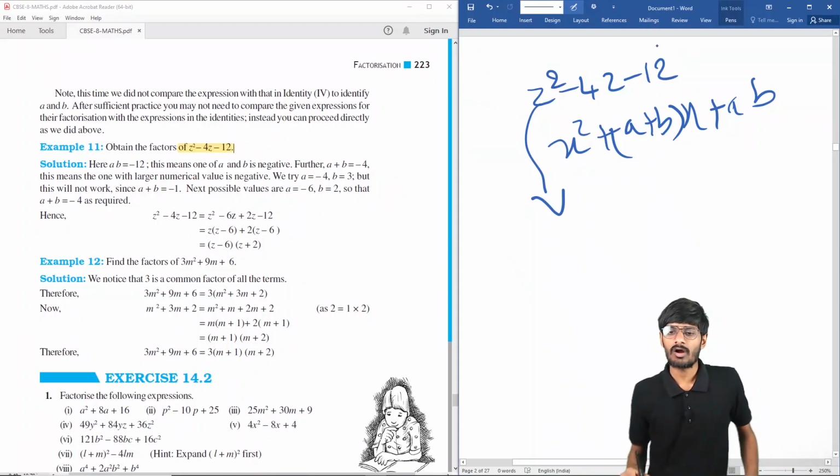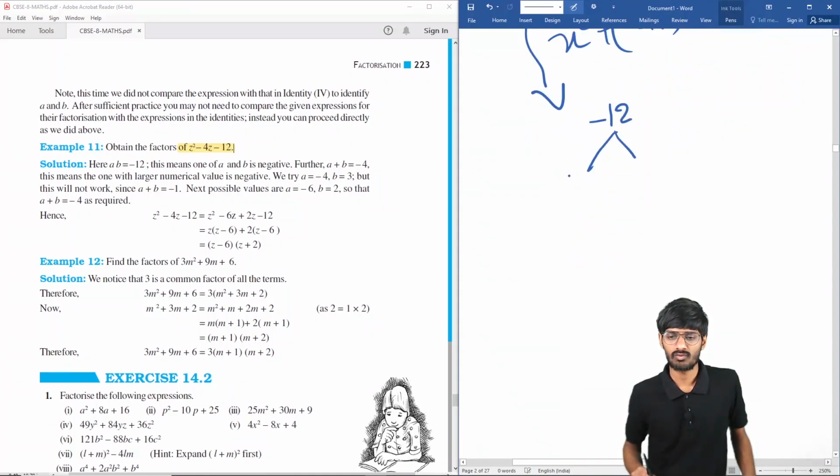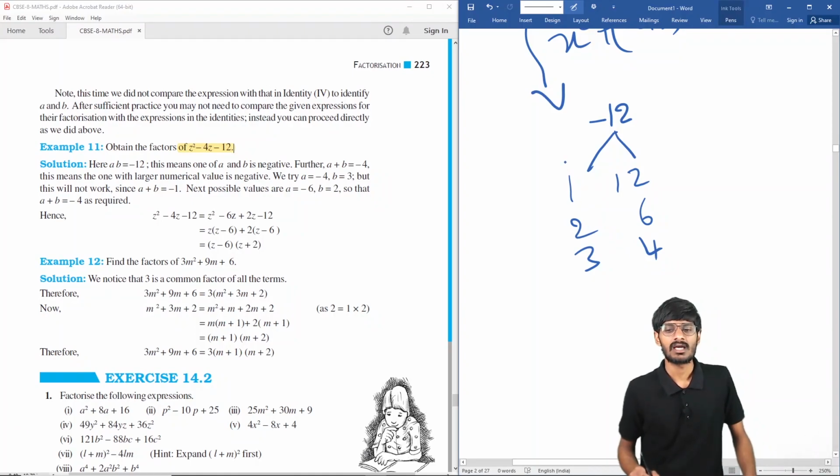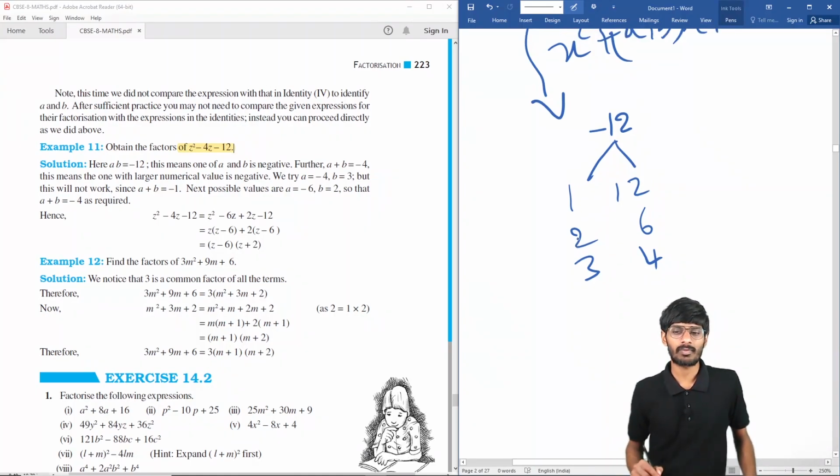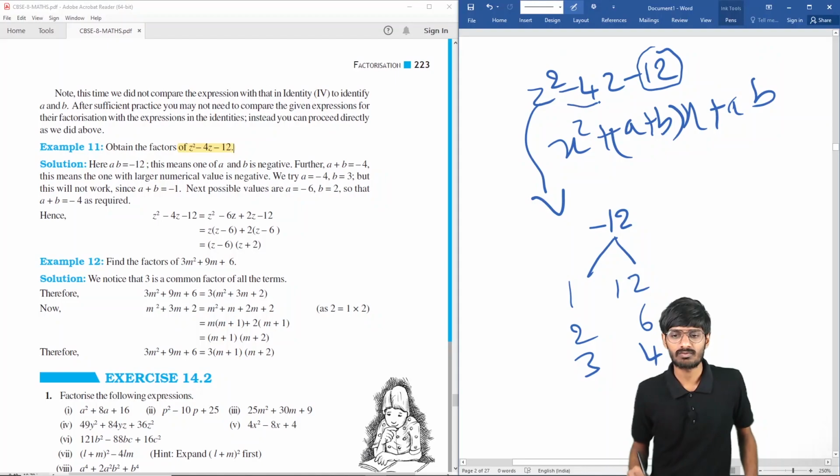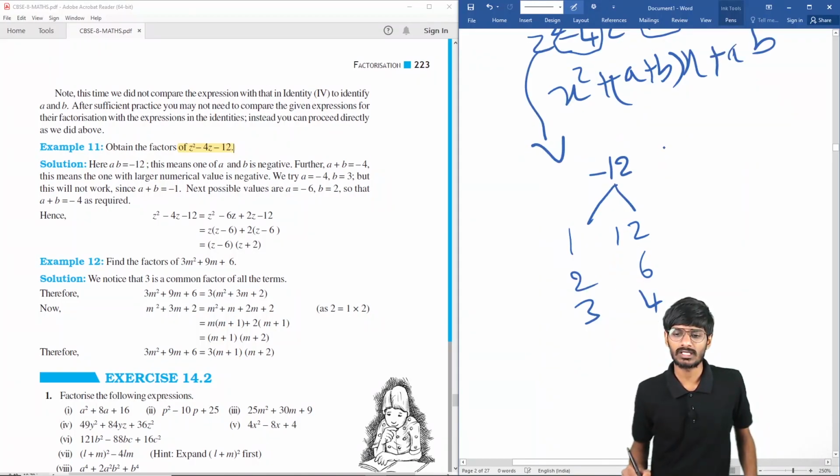The main thing is you have to look at the constant term, that is the minus 12, and you have to find the factors for it, that is 1 into 12, 2 into 6 and 3 into 4. These are the factors, and out of these, when you add them or subtract them, what we have to get is minus 4. You have to get minus 4.